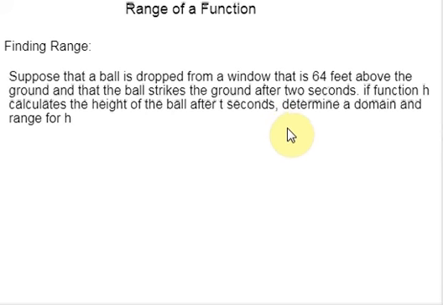So your function is height as a function of time. So you have to denote it as h of t. Domain is nothing but all the possible input values of time t. Since the ball hits the ground at 2 seconds, the domain is [0, 2].